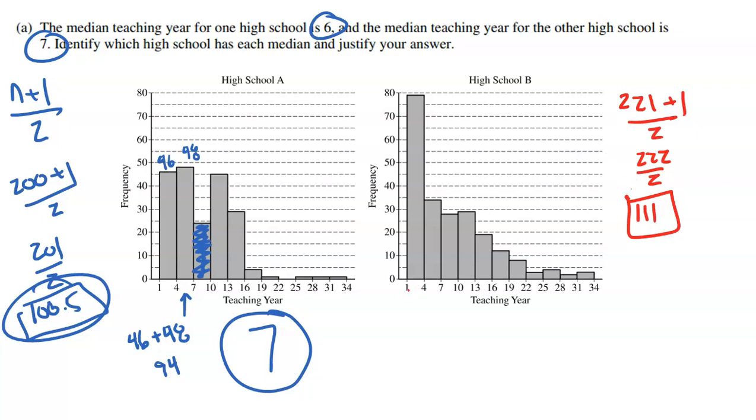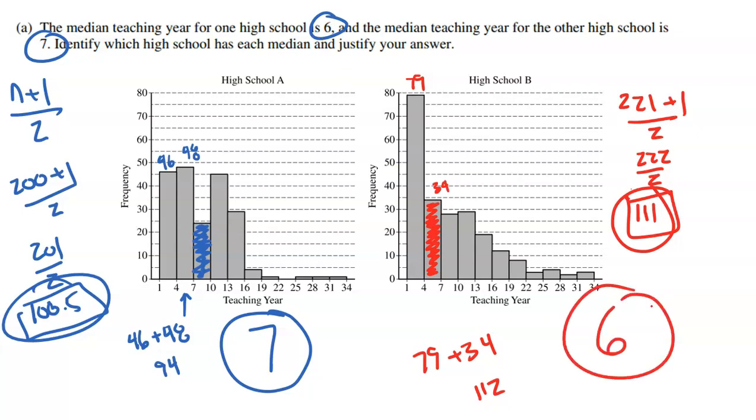So in the first bin, from 1 to 4 years, we have about 79 teachers. And the next bin, for 4 to 7, looks like we got right around 34. We're estimating that. Now, 79 plus 34 is 112. So we've actually already passed the 111th teacher, which means that in this bin is where that 111th teacher falls, and this bin is for 4, 5, and 6. So any value 4, 5, and 6 could be the median, but if we know one of the medians is 6, then that means that this has to be the 6. So hopefully that makes sense.